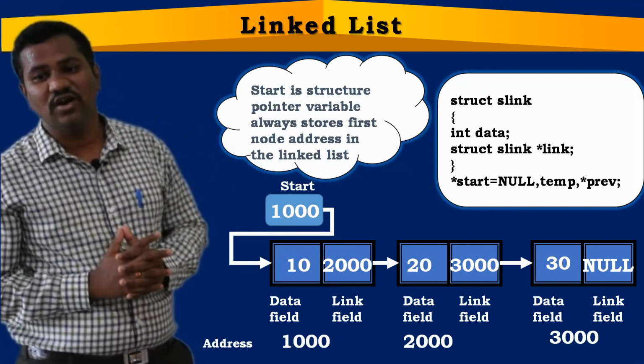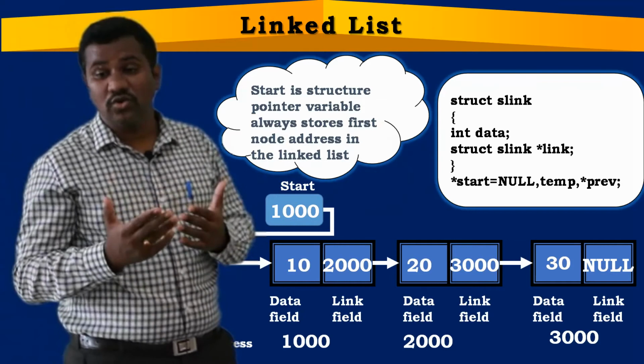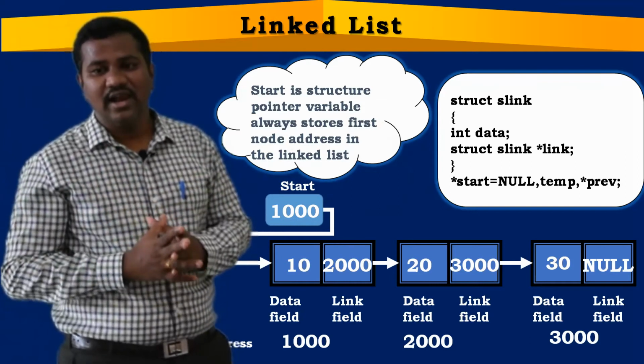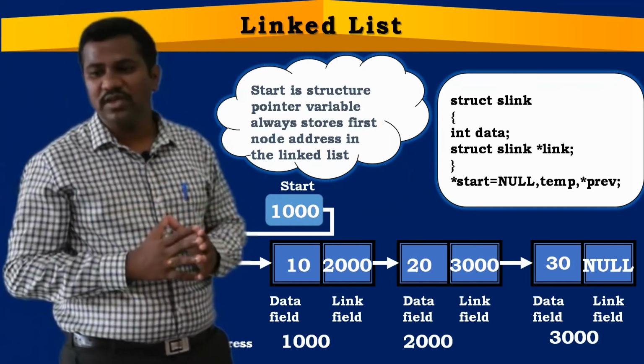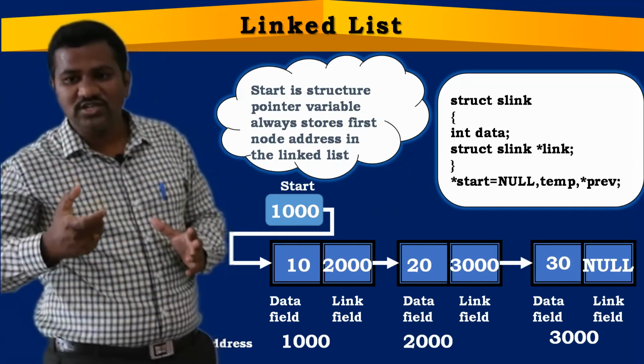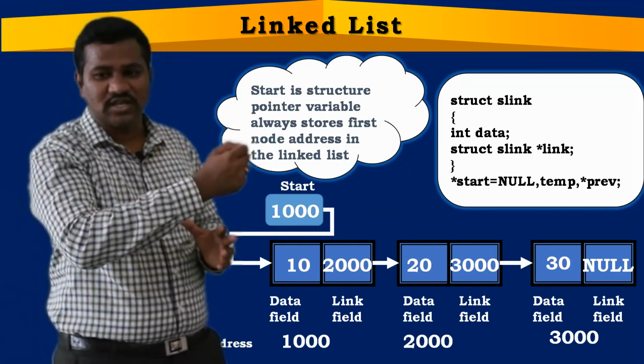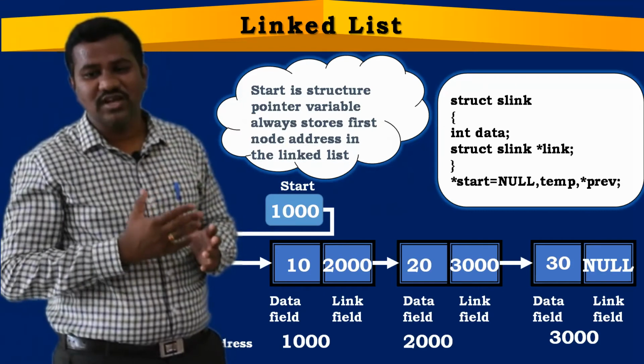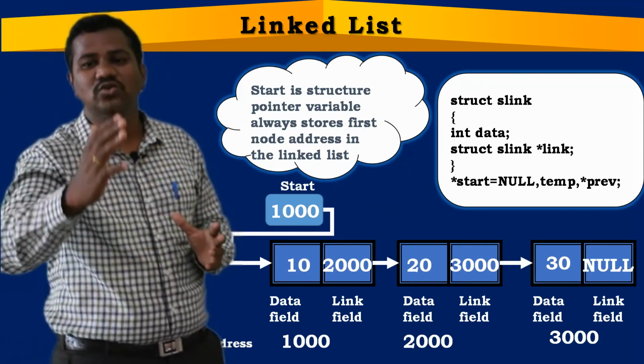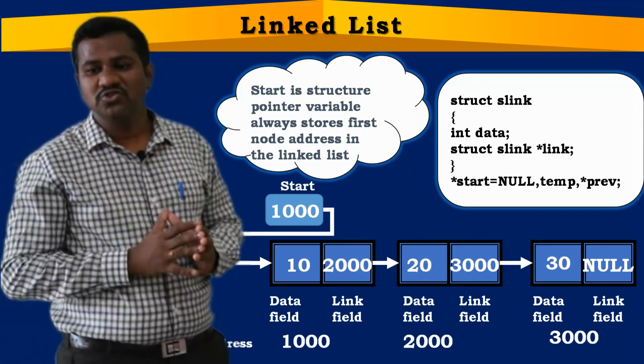If I take the fourth node, again a block of memory will be allocated. Let us assume that the address is going to be 4000, and this 4000 is going to be stored in the 3000 link part, so that there will be a link from 3000 node to 4000 node.